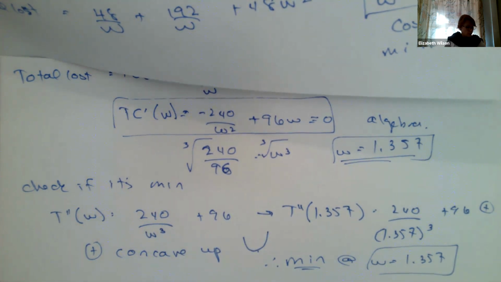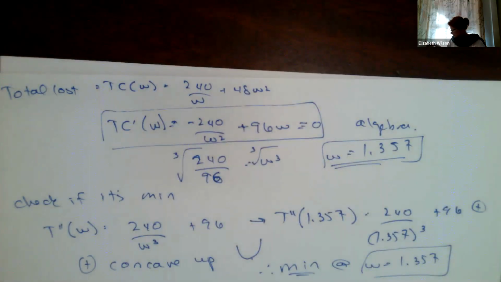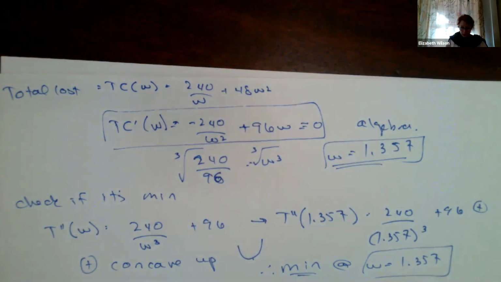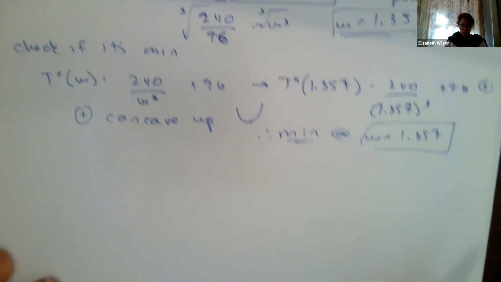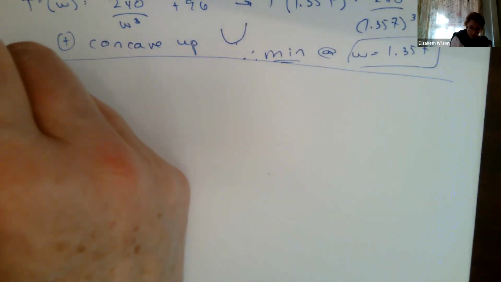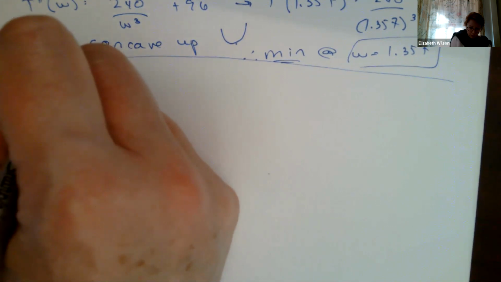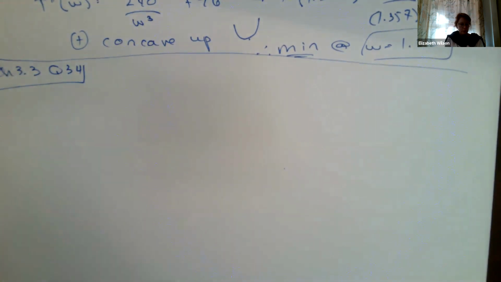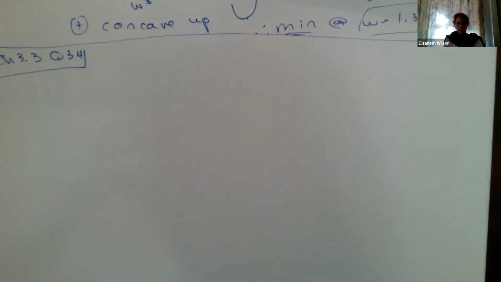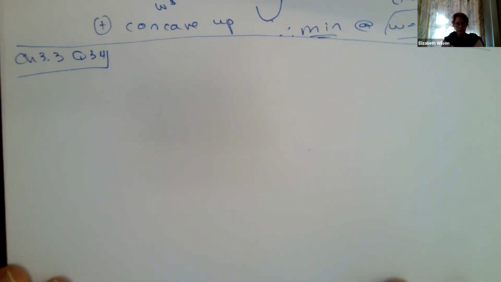So 34. Okay, so 34 is a similar type of problem. We can work through that too. So 34 says, scroll up. So this is chapter 3.3, question 34. So question 34 is a similar type of problem. Just a second here, get this centered.